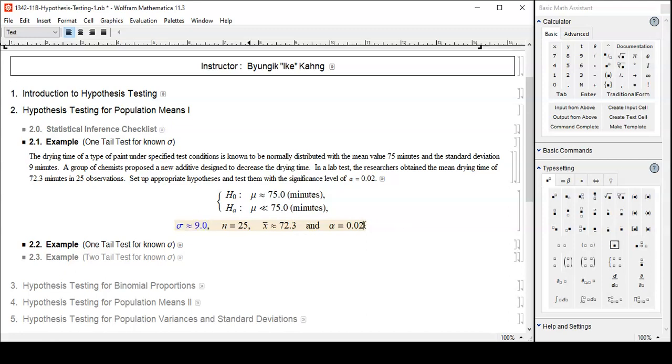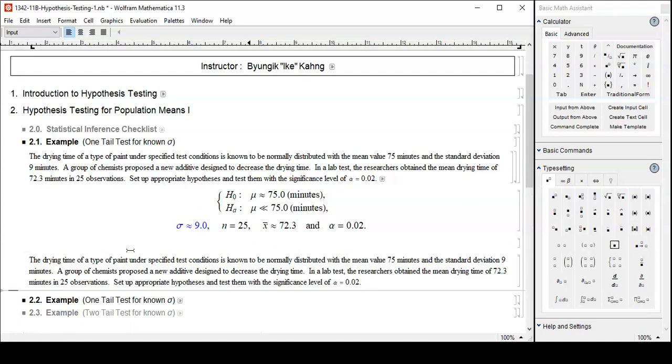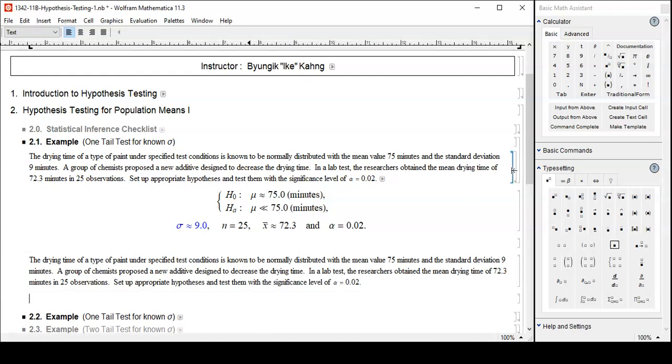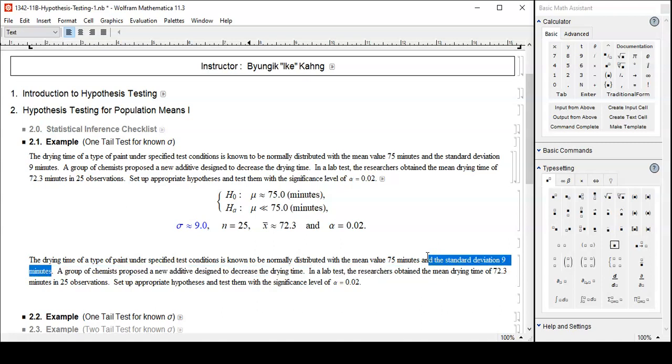Population standard deviation of 9.0. Does a problem specifically say this is a population standard deviation? Read problem carefully. It never says so. But how can we say that? Well, that's because the standard deviation of 9 minutes, this information came along with the null.